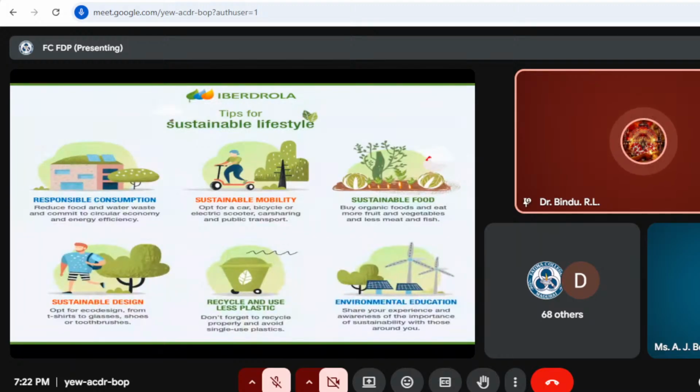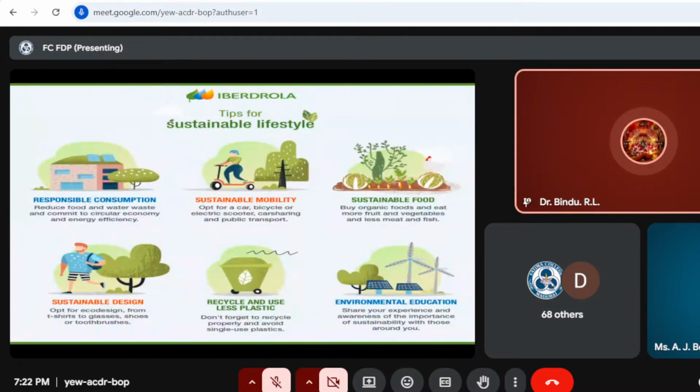Tips for sustainable lifestyles. Sustainable conservation we have seen. What is this sustainable lifestyle? Responsible consumption. Don't go for the rat race, just learn to satisfy our needs. Then sustainable mobility. Because the pollution, these greenhouse gases, are mainly from vehicles, and the chlorofluorocarbons that have been emitted into the atmosphere are making us most toxic. And now we are resorting to electric vehicles and other sorts of vehicles.